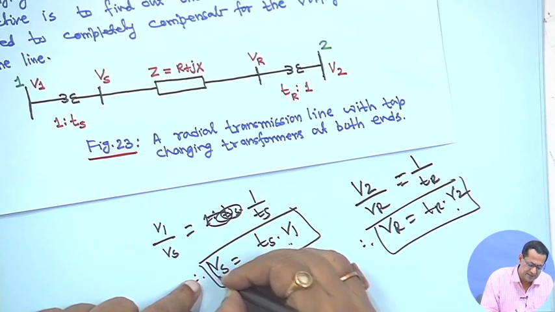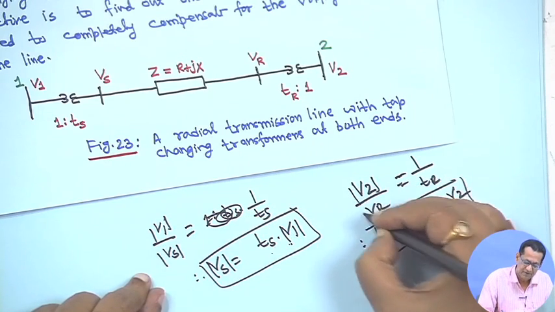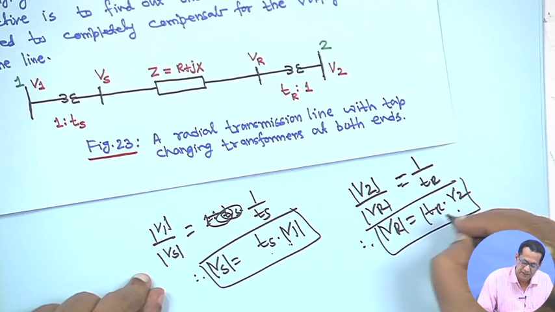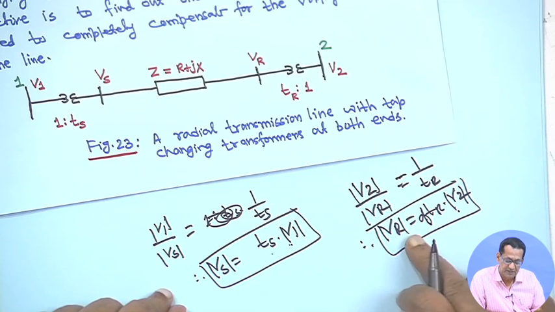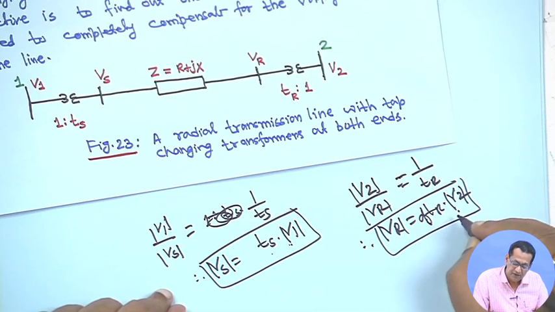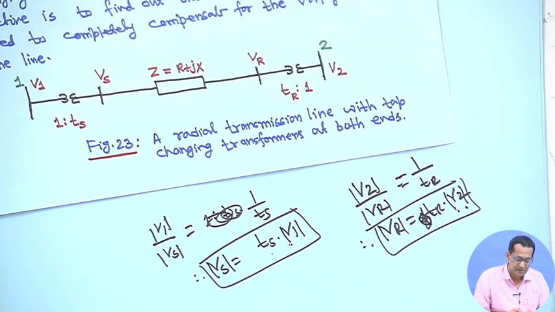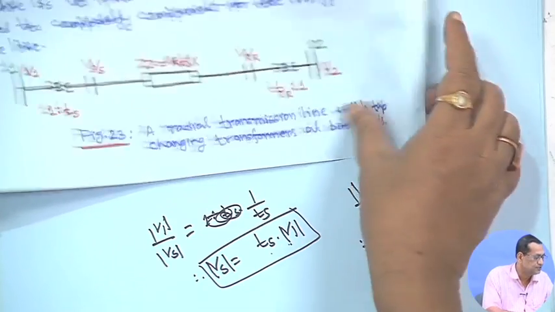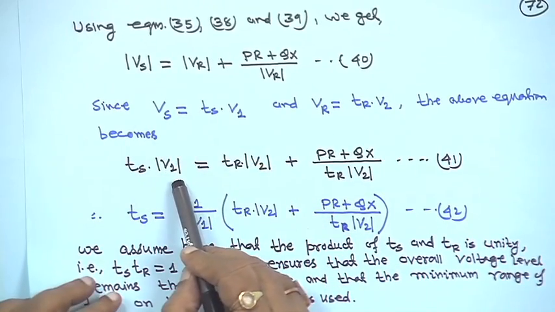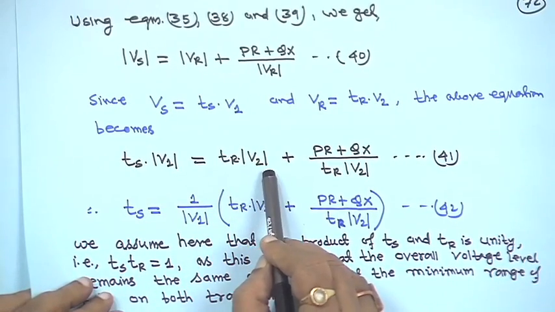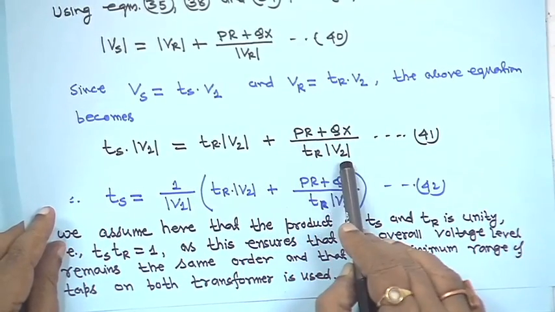That means, you take it magnitude wise. So, you take all magnitudes, that is better, because we use only magnitude. So, magnitude Vs is equal to Ts into V1 and magnitude Vr is equal to Tr into magnitude V2. So, this Vs and Vr magnitude you substitute in this equation. That magnitude Vs is equal to Ts into V1 is equal to Tr into magnitude V2 plus this Pr plus Qx divided by Vr, which is equal to magnitude of V2 into Tr.